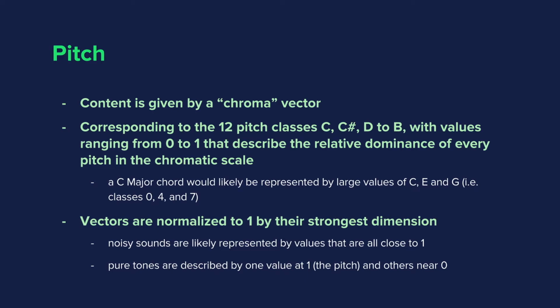So, for instance, a C major chord would likely be represented by large values of C, E, and G. Theoretically, a pure C major chord would be represented by 1 in the 0th, 4th, and 7th index. If you just had a pure C, nothing else around it, you would have theoretically a 1 in the 0th index. So that's how you can use pitch to break down what's actually being played in this song.